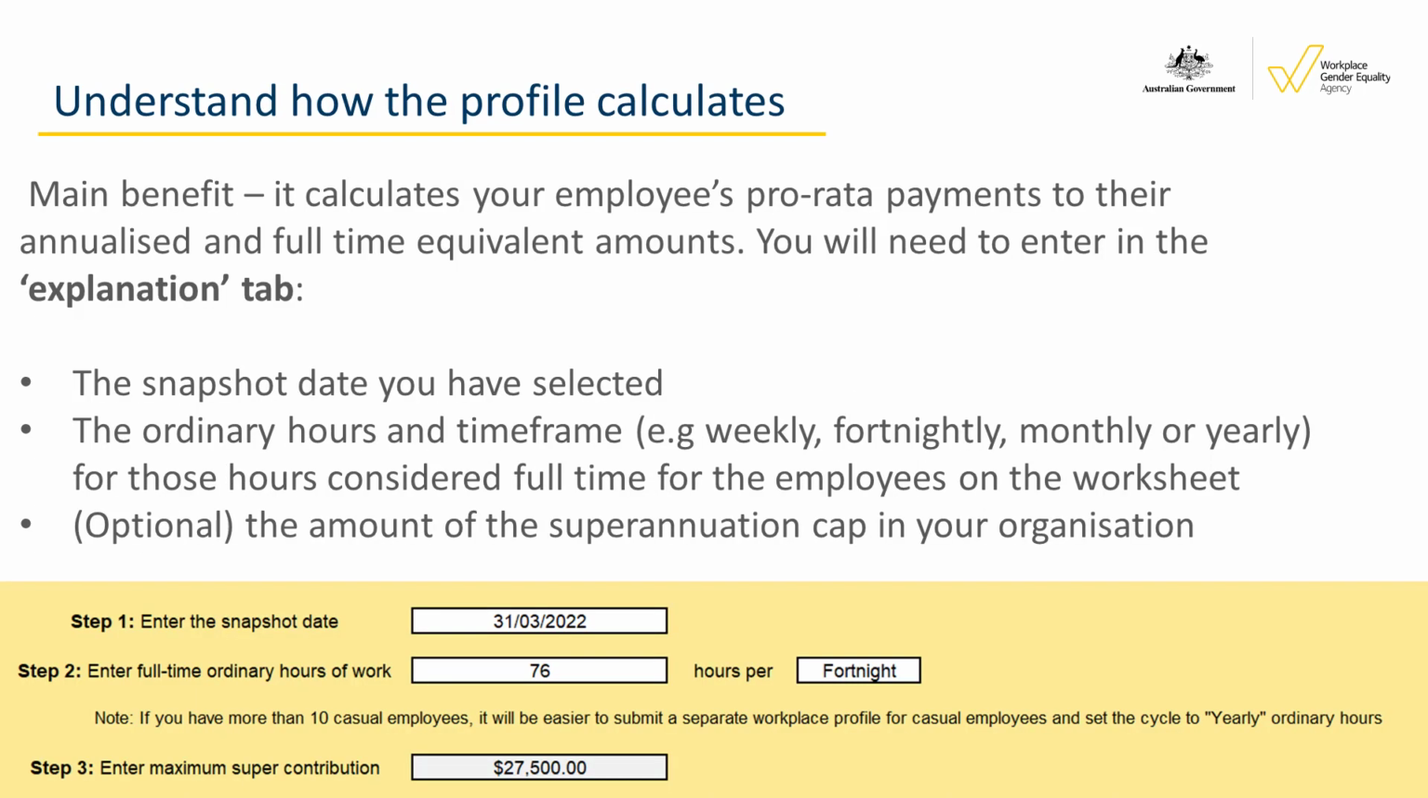The main benefit to using the payroll aligned file is that it calculates your employees' pro rata payments to their annualized and full-time equivalent amounts. To do this, you would need to enter in the explanation tab the snapshot date you have selected and the ordinary hours and time frame, for example, weekly, fortnightly, monthly, or yearly, for those hours considered full-time for the employees on the worksheet. Changing the amount of the superannuation cap for your organisation is optional.